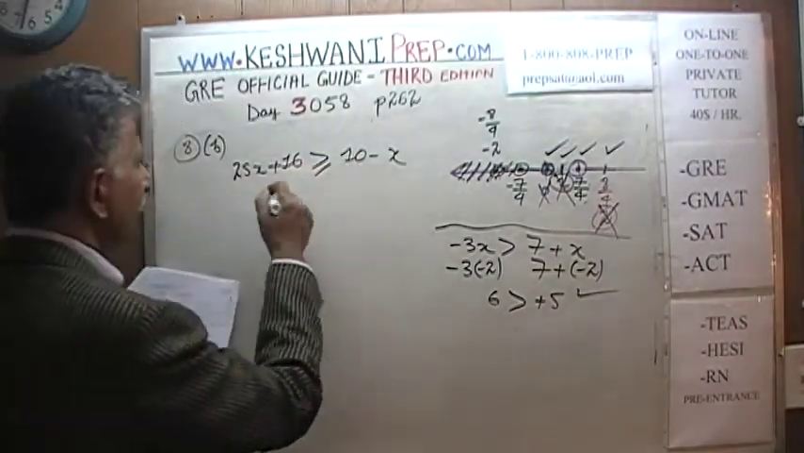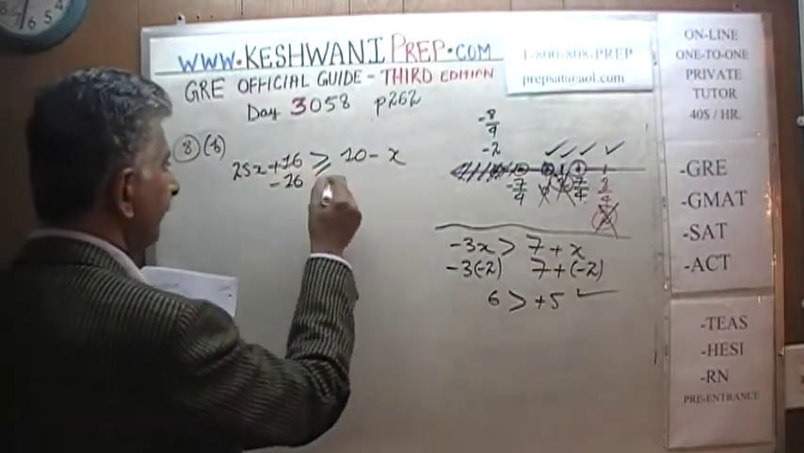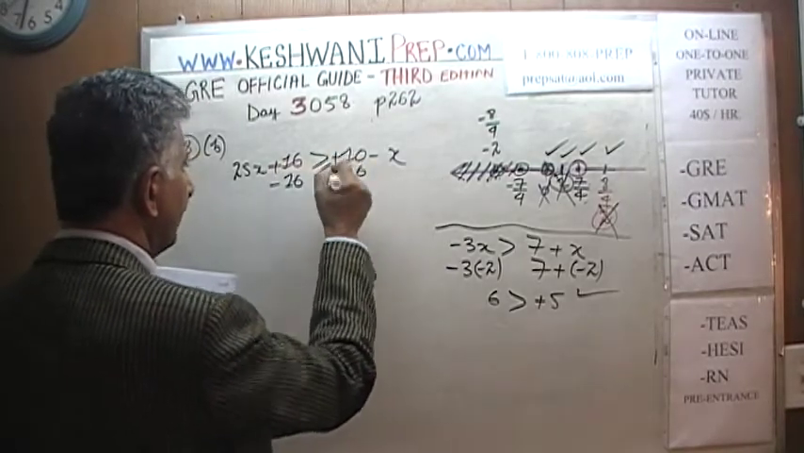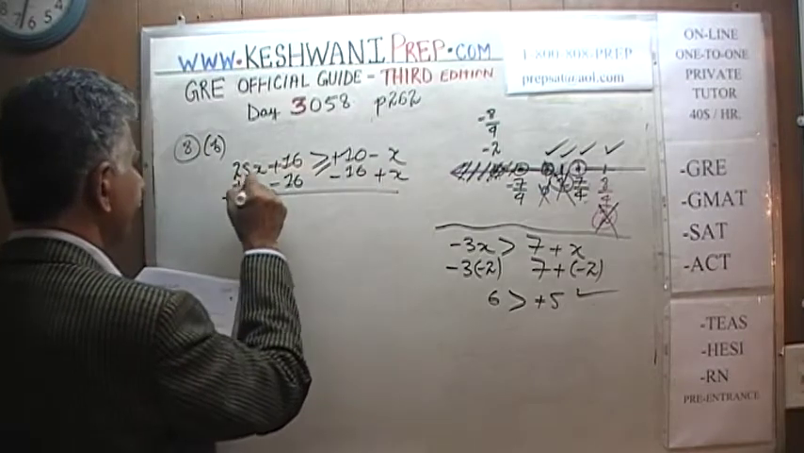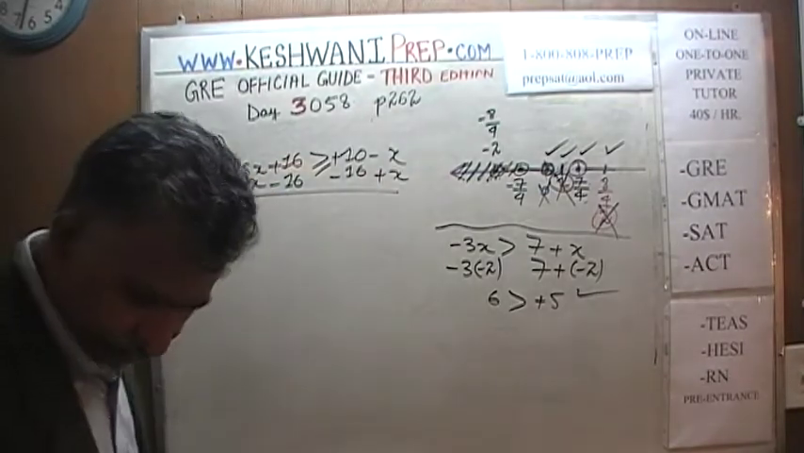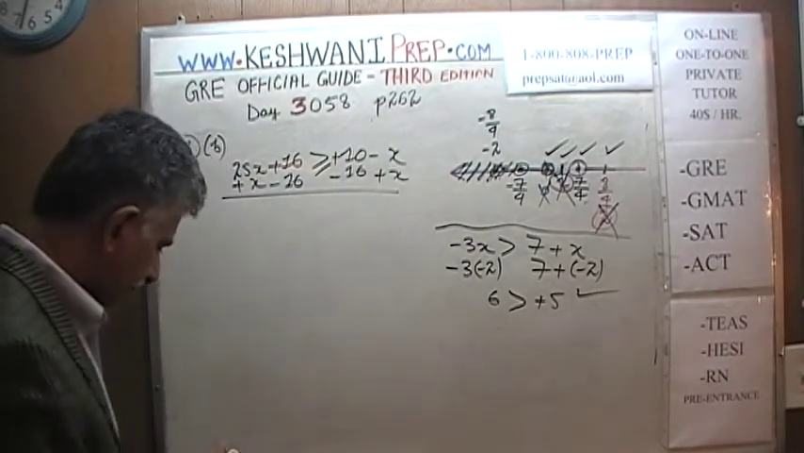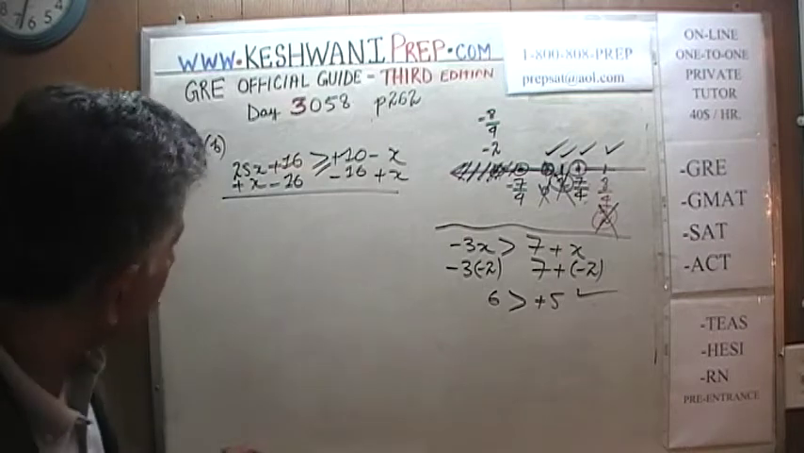Let's subtract 16 from both sides. This is a positive 10. Let's bring x to this side by adding x to both sides. And let's see what we get. Shall we? And hopefully this time it will not take forever.